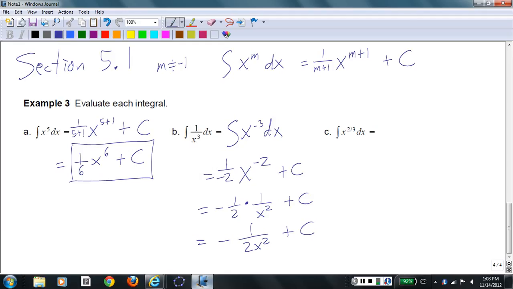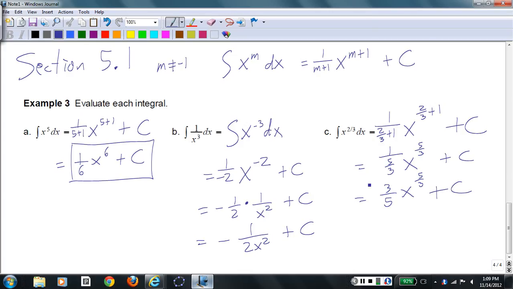The last one, x to the 2/3, add 1 to the exponent, x to the whatever 2/3 plus 1 is, and then divide by whatever 2/3 plus 1 is. Tack on the constant of integration plus c. So let's figure out what 2/3 plus 1 is. 2/3 plus 3/3 is how many thirds? 5/3. So we're actually dividing by 5/3, and that's equivalent to multiplying by 3/5. So this is 3/5 x to the 5/3. Hang on to that constant of integration all the way down.